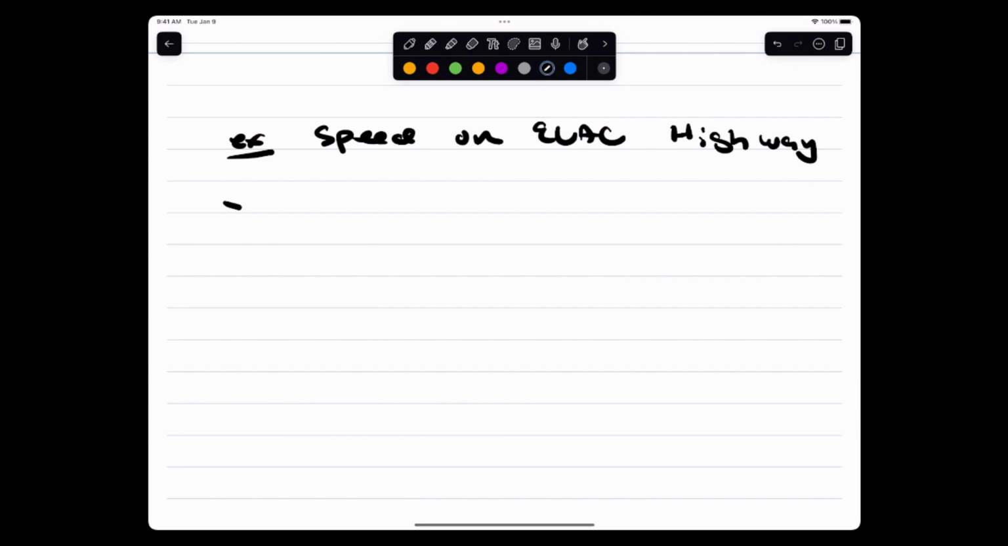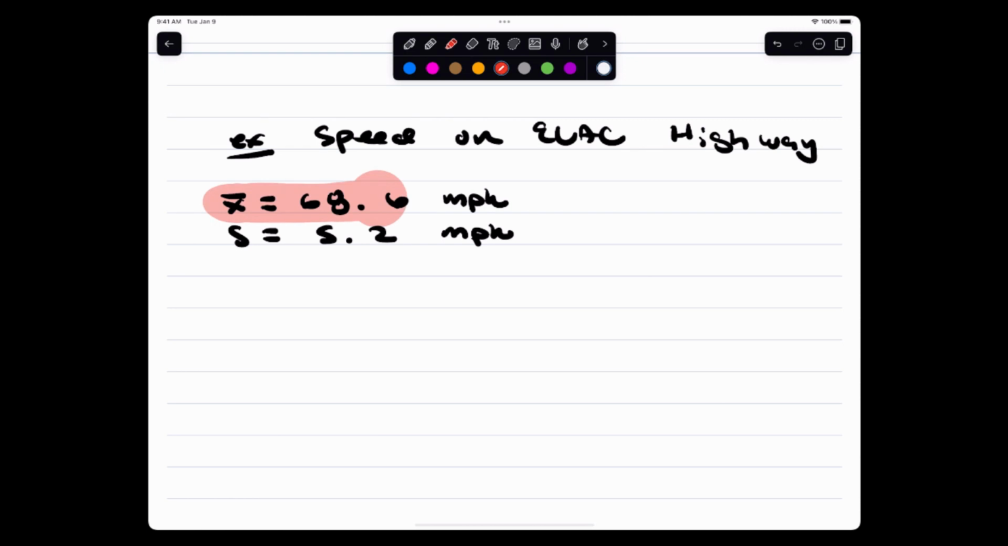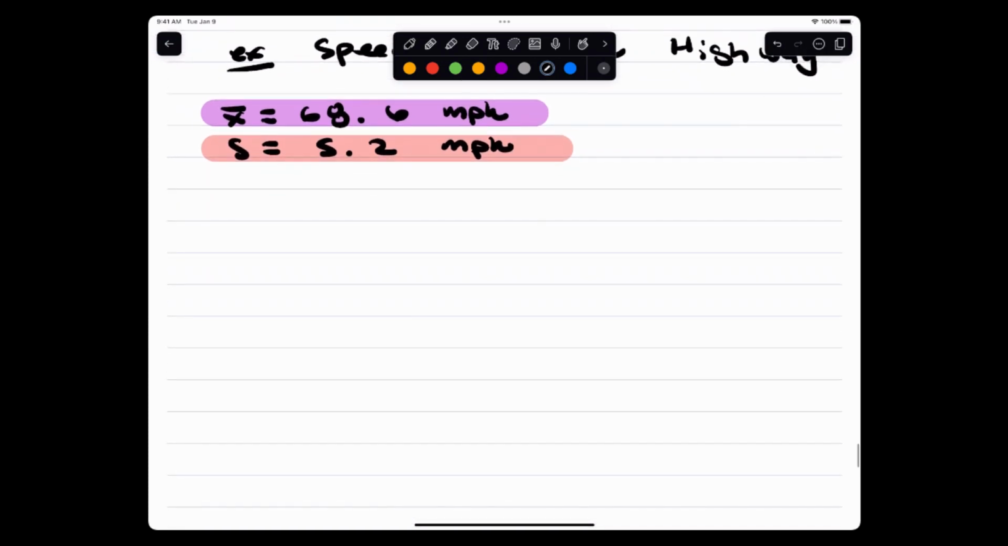Okay, so if they said to you the average speed is 68.6 miles per hour, and the standard deviation, ladies and gentlemen, is 5.2 miles per hour. So they gave you the what? What did they give you? The mean and the what? Standard deviation. Okay? And then you decide to go out and gather some data, right?